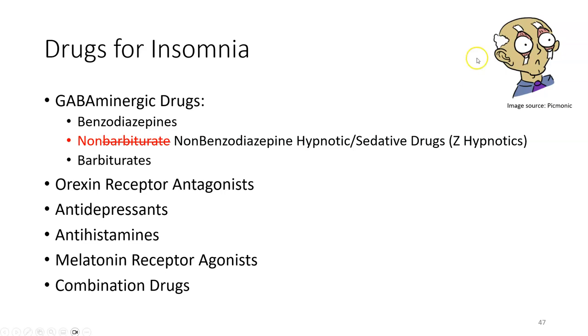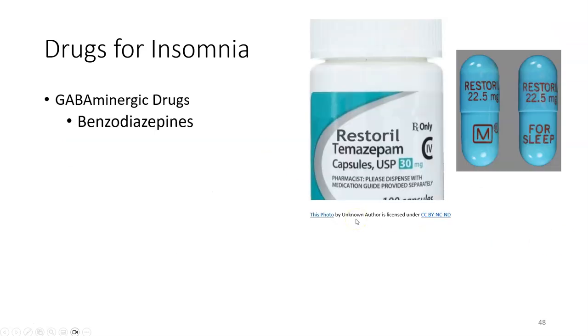So as you see here, your book calls it a non-barbiturate hypnotic sedative drug. And I've changed that to a non-benzodiazepine. And I'll talk about that in just a minute. So we're going to talk about the benzos first. I've already talked a little bit about benzos before. We use them for seizures. They're GABAergic. They increase the inhibitory actions of the neurotransmitter GABA.